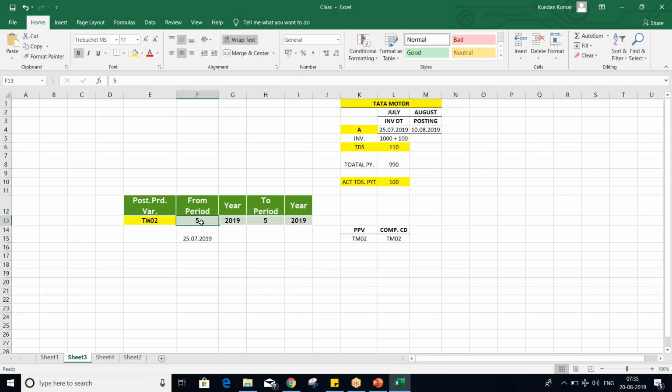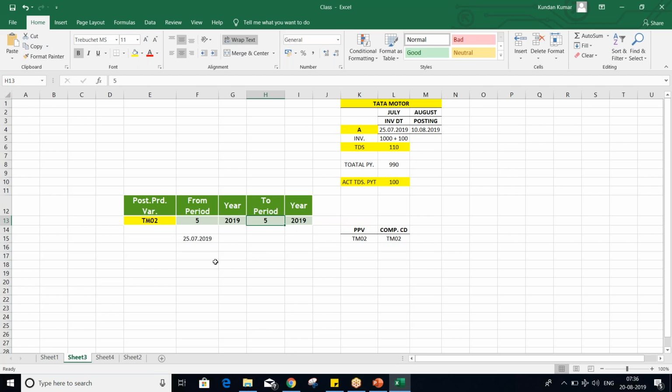If it is from period 4 to period 5, it means July is also open and August is also open. But here the scene is different. Only the August period is open. It means we have locked the previous period and even the future period also for posting. Posting will always be allowed in the current period itself, and that is July.